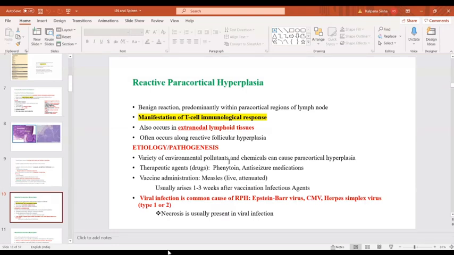So the etiology is similar, environmental. And drugs are the most important cause of reactive paracortical hyperplasia, like phenytoin, an anti-seizure medication. Vaccines can also lead to paracortical hyperplasia. And you have to remember, for reactive paracortical hyperplasia, viral infection is the most important cause. Among those are Epstein-Barr virus, CMV, herpes simplex. And when there is a viral etiology, you can see necrosis in the lymph node.